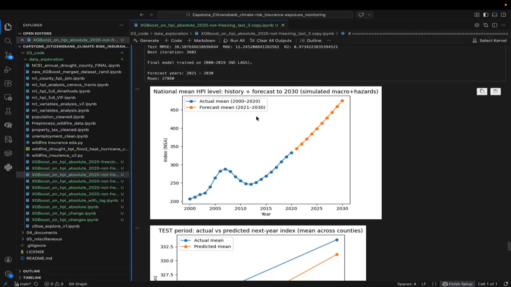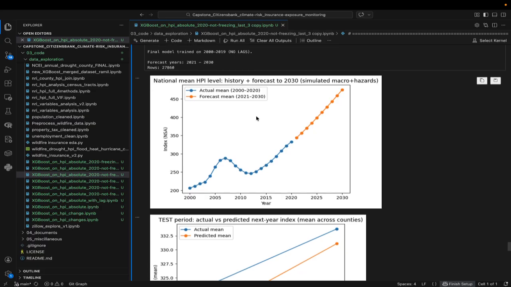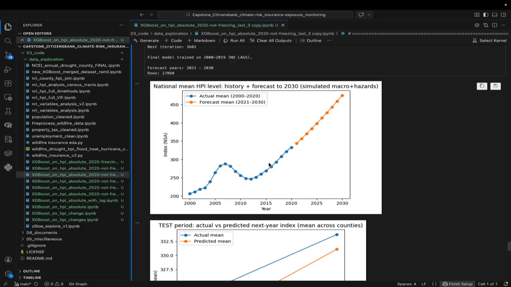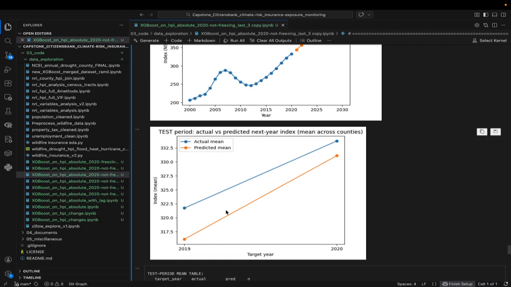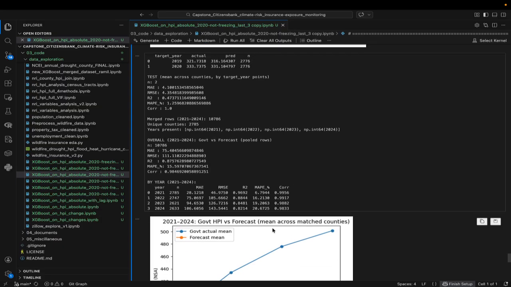So next step is interpretation of the charts, what we have to analyze. The first chart shows national mean history plus forecast. The national mean rises steadily and under the simulated scenario continues rising up to 2030. The second chart is the test period 2019 and 2020. Predicted and actual national means are close, as you see from the chart, showing the model captures near-term movement well in the pre-2020 regime.